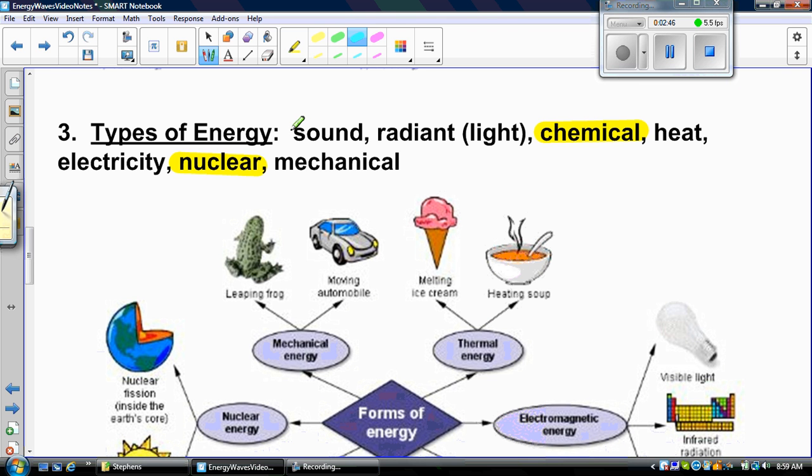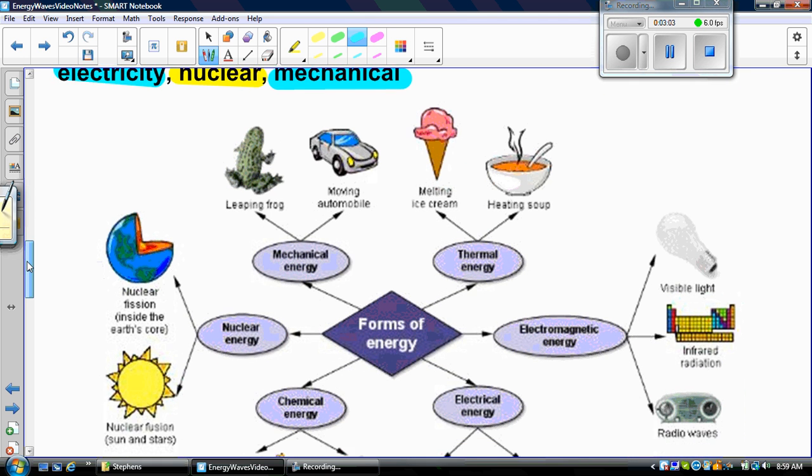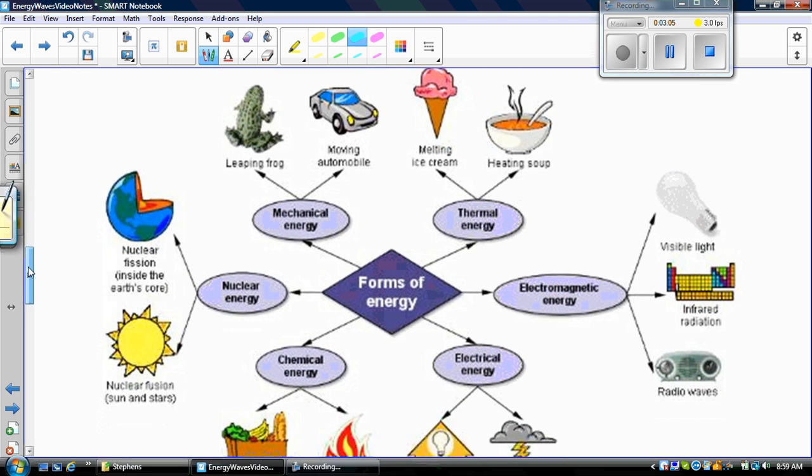The rest are examples of kinetic energy because this type of energy moves. So sound, light, heat, electricity, mechanical, which means movement, those are all types of energy that are kinetic because they move. Okay, and this just gives you some examples of the different forms of energy.